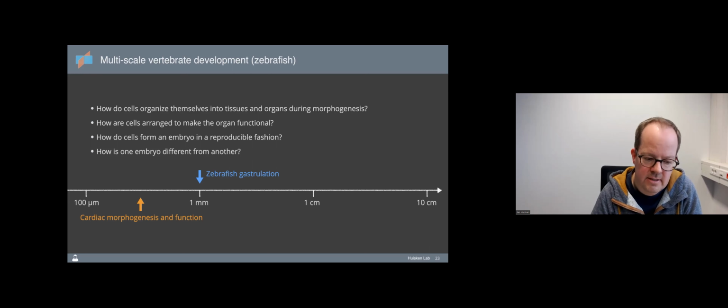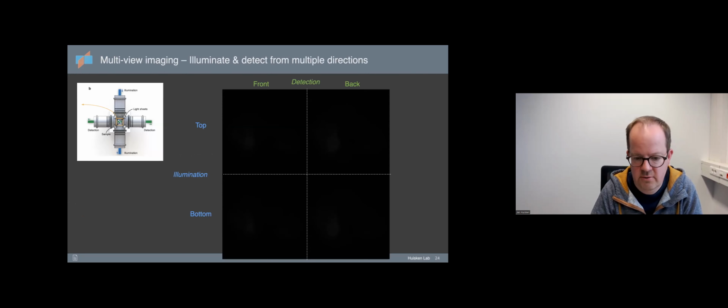Another example on a slightly larger scale is this gastrulation, which I already showed you briefly. But here I just want to emphasize the point that if you're trying to image an object that's a millimeter in size, you can essentially assume that you will never get a perfect view by just looking at the object from one side and illuminating it from one side.